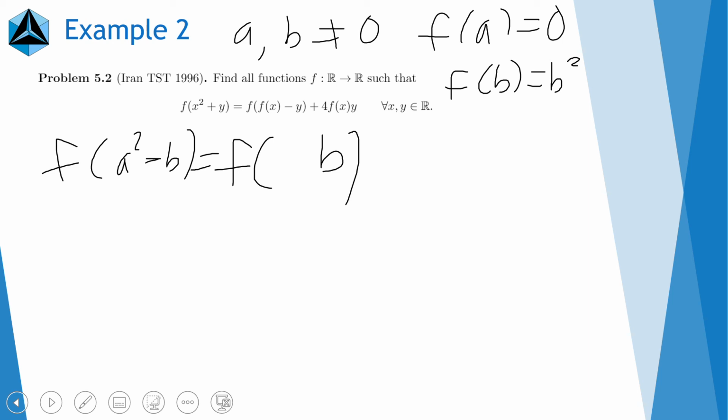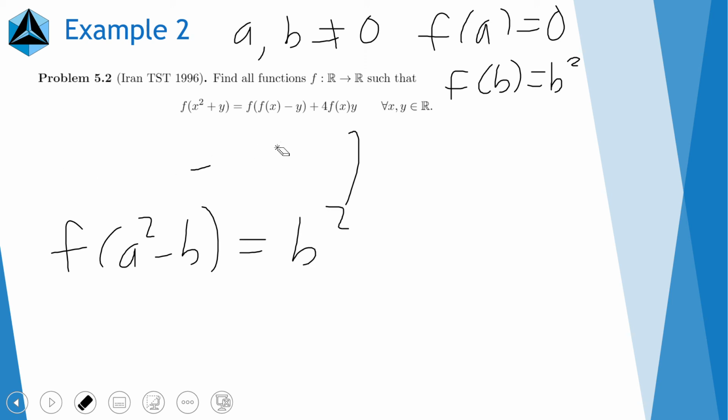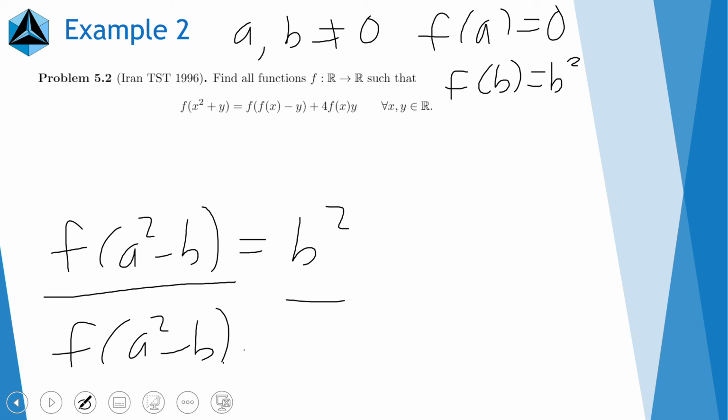We have f of... okay. That's a nice, lovely equation, right? We got right there. Remember that b is not equal to 0. That must mean that f of a squared minus b can't be equal to 0. But what does that actually tell us? This actually tells us that f of a squared minus b, if it's not 0, then it has to be a squared minus b squared, all squared.